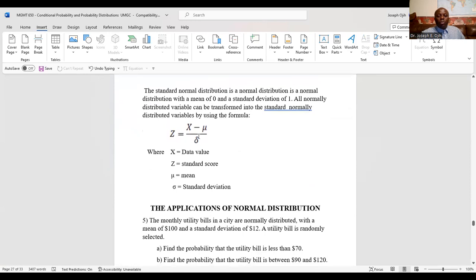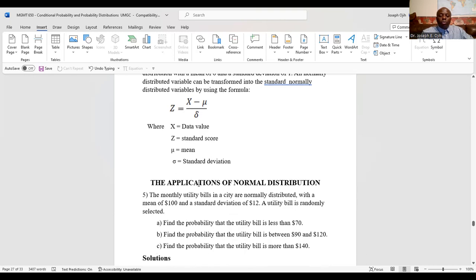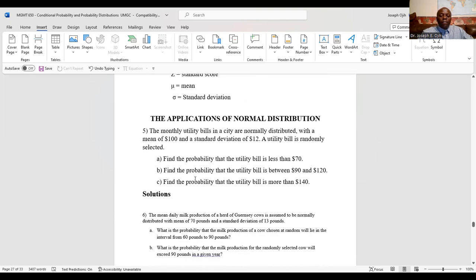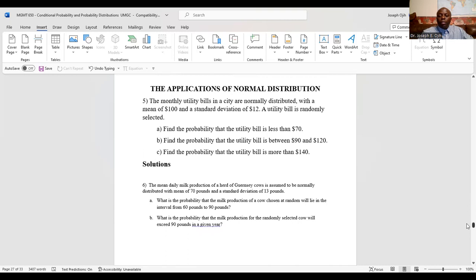The application of normal distribution. Standard. This is the formula we use. Z equals X minus mean over standard deviation, where X represents the data value, Z is the standard score, mu is the mean, and sigma is the standard deviation. But like I said, we'll be using Excel to do this. And the Excel formula for that, I'm going to show you in a minute.